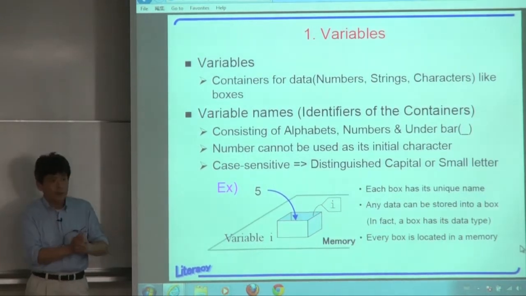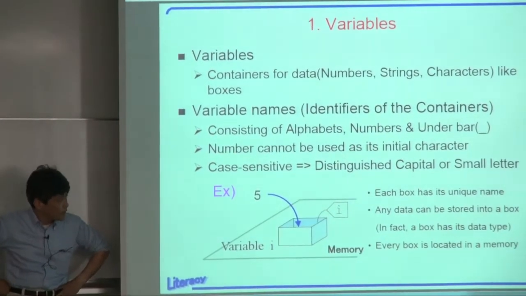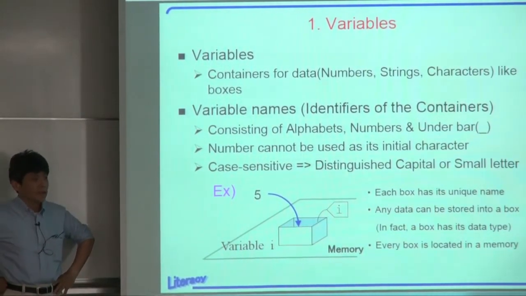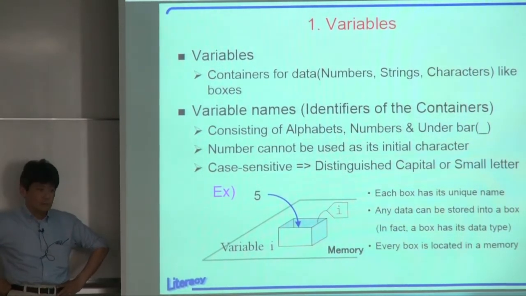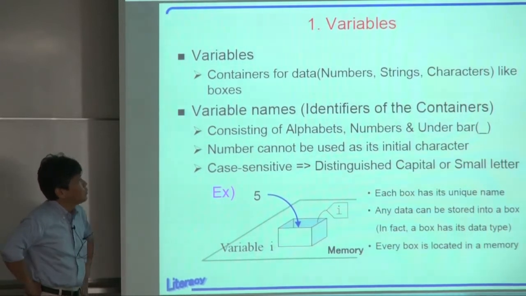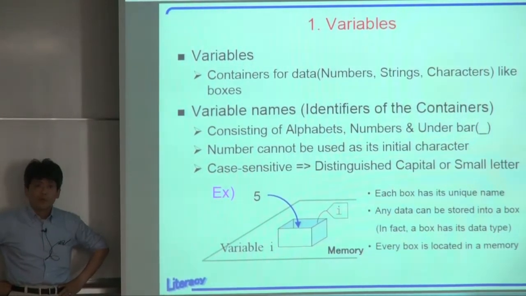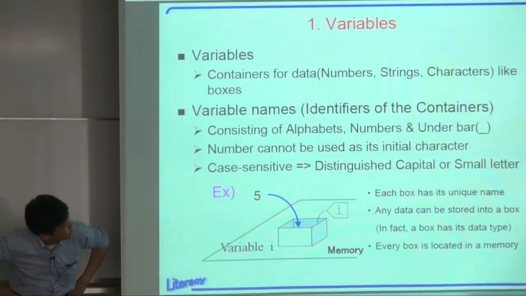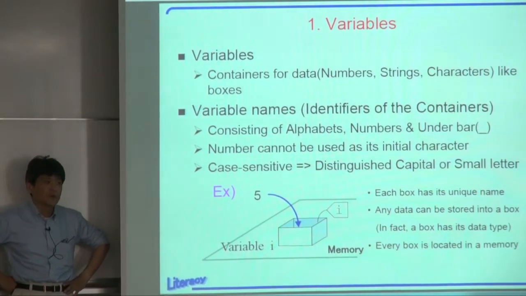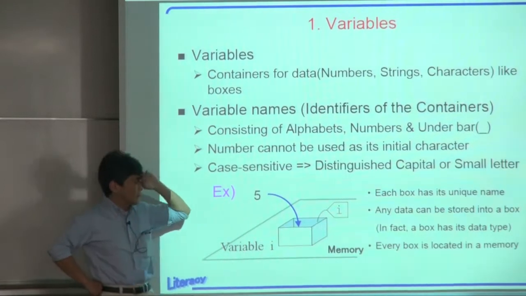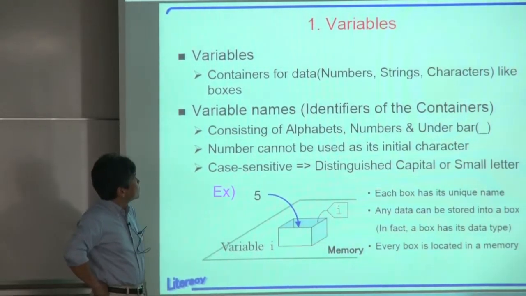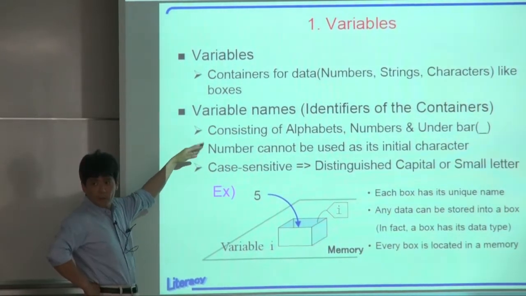So this shows the basics about variables. In computer systems, variables are boxes located in the computer memory, and such boxes hold data, any values. As shown here, variables are treated as containers for data. There are several types of data: numbers, strings, and characters, some literals. And you also have to assign a name to each variable. The variable name is treated as an identifier of the container. So these are some important features.